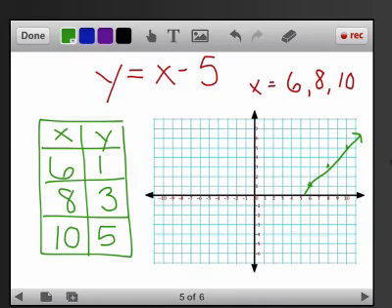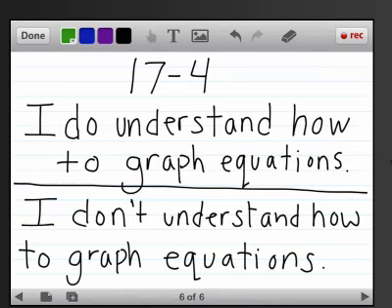What I need you to do for notes tonight is take out your notebook and label it 17-4 at the top. You are going to write either the top sentence or the bottom sentence. The top sentence says, I do understand how to graph equations. Or the bottom one says, I don't understand how to graph equations. You pick which category you fit into.